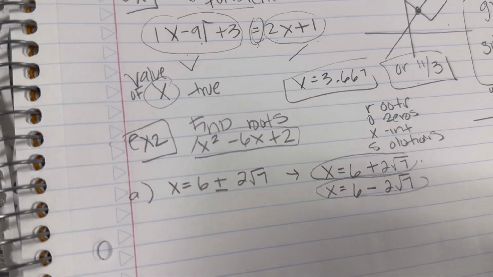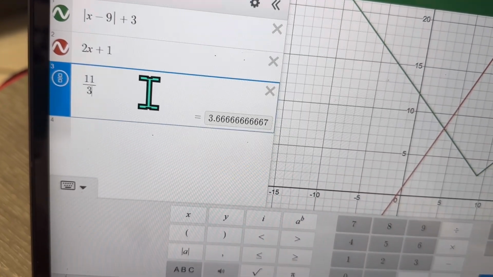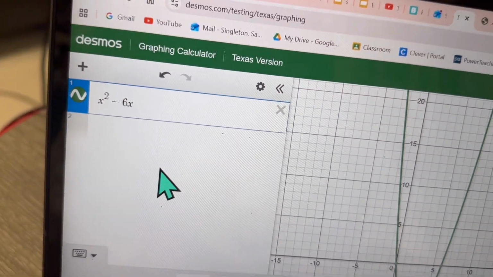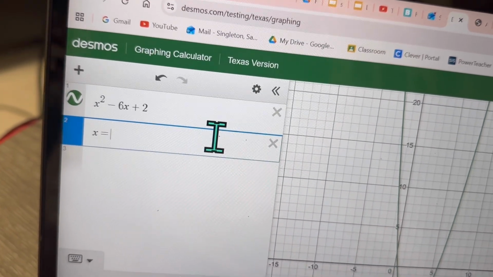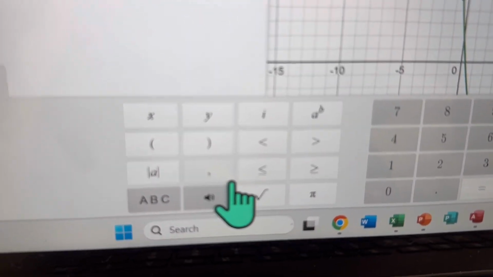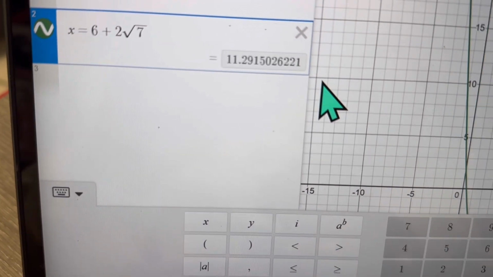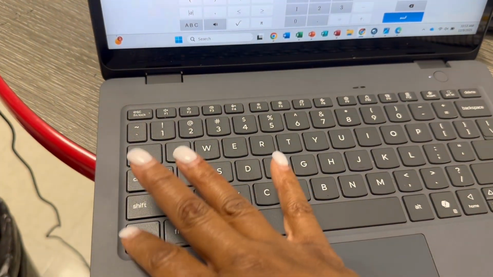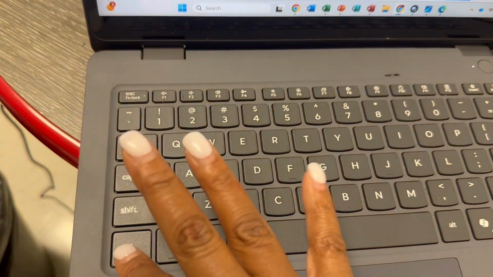So let's go ahead and graph all these choices. Okay, you're going to put in your given equation, x squared minus 6x plus 2, and then put in x equals 6 plus 2 radical 7. The radical is right here, 7, and you can just copy it, hit Control C, and then Control V to paste it.